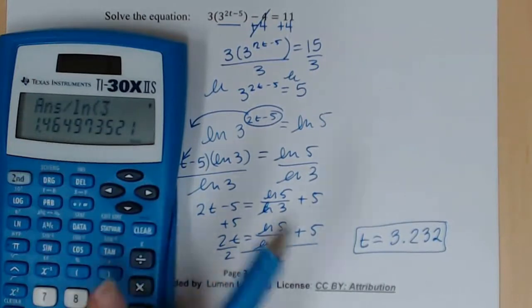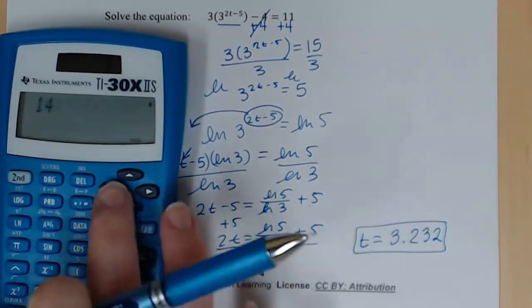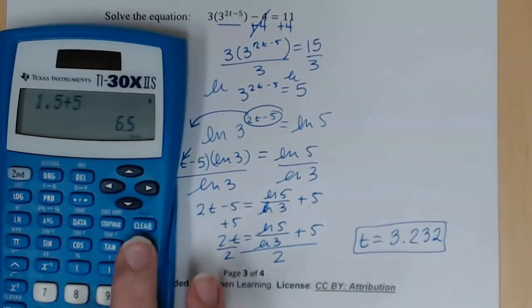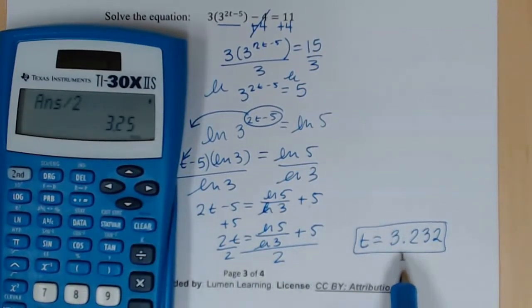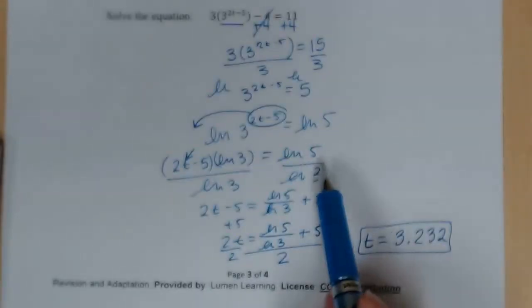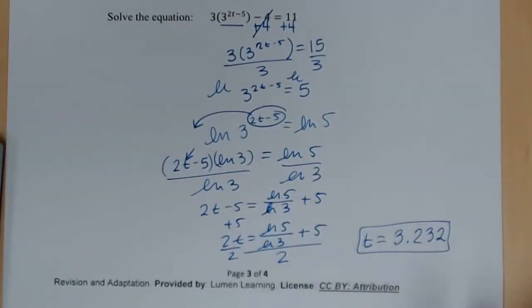What if I rounded it to 1.46? 1.46. Or even you round it to 1.5. 1.5 plus 5. Then you divide it by 2. You can see I'm going to be off by the hundredths place, and in this case, even the thousandths place. So be careful. Don't round until you get to the very end of your problem. Kind of work with it and just go slow.